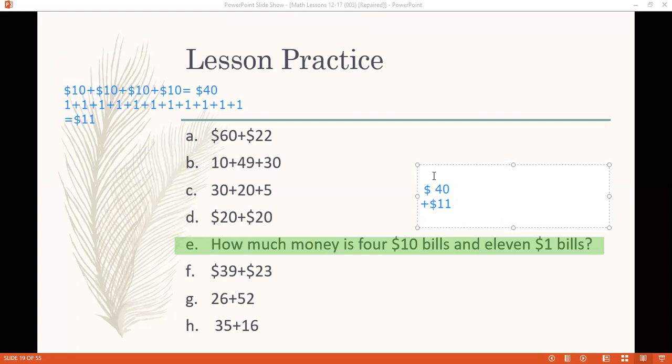So looking at our ones place value, what is 0 plus 1? 0 plus 1 is 1. And looking at our tens place value, what is 4 plus 1? It's 5. So the sum for $40 plus $11 is $51. And making sure we're what? Get ready? Yes, we are boxing our answers every time.